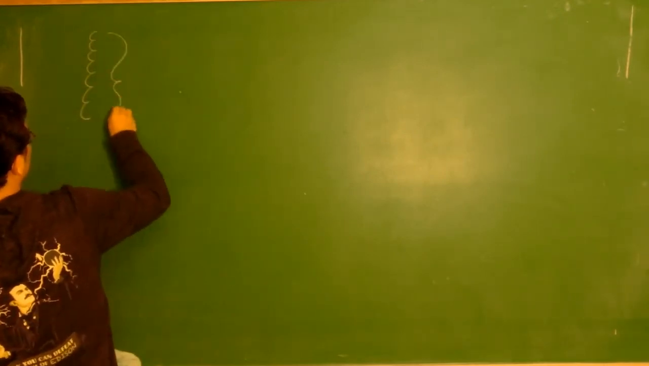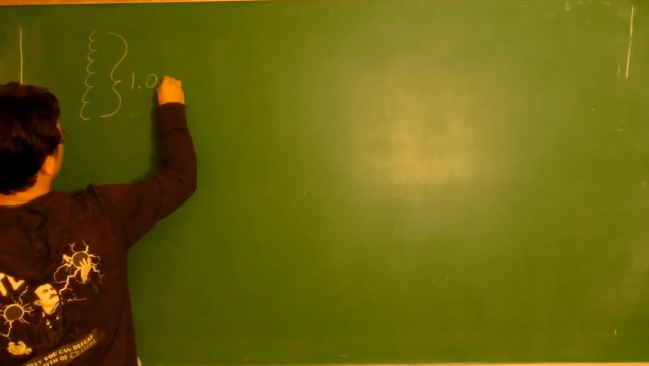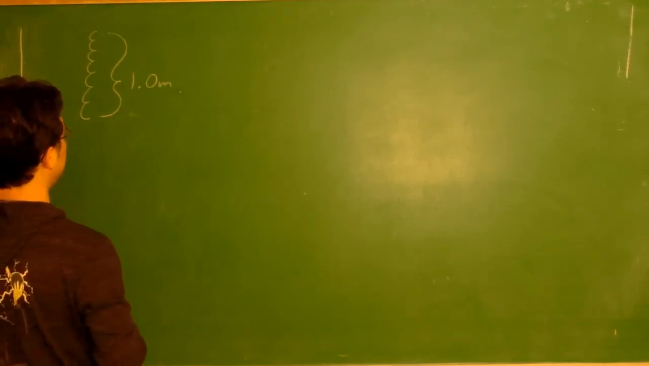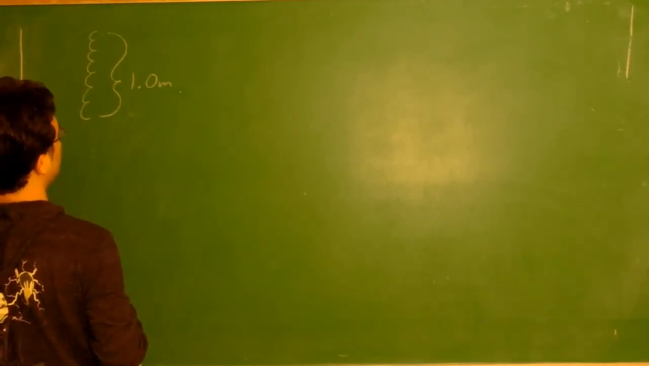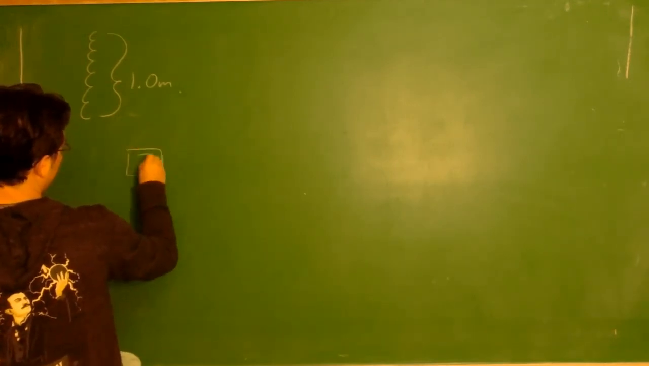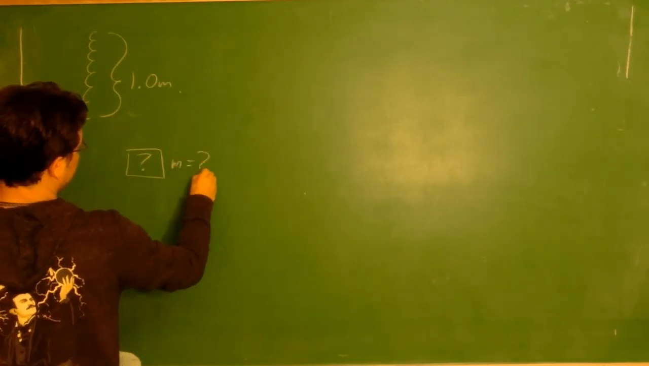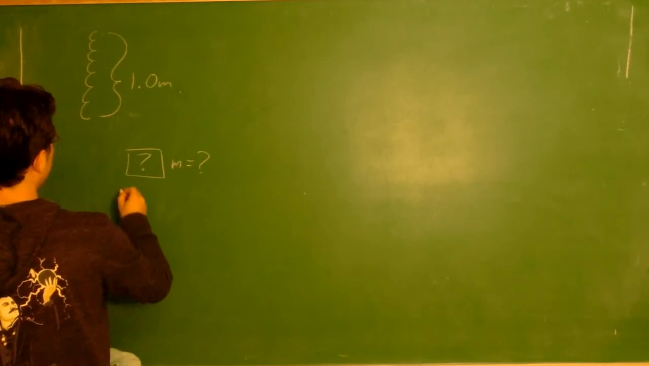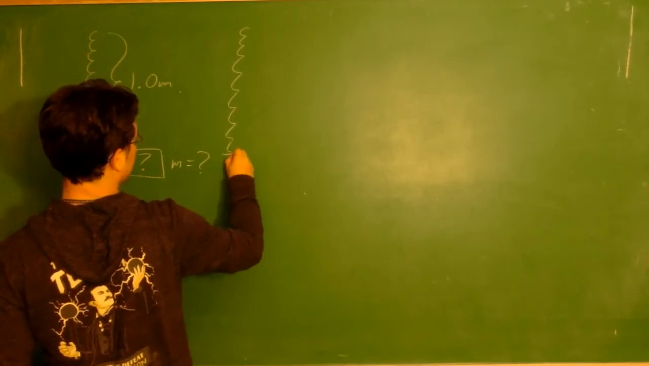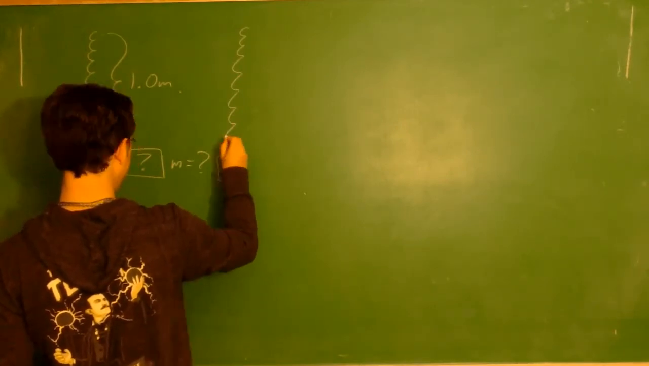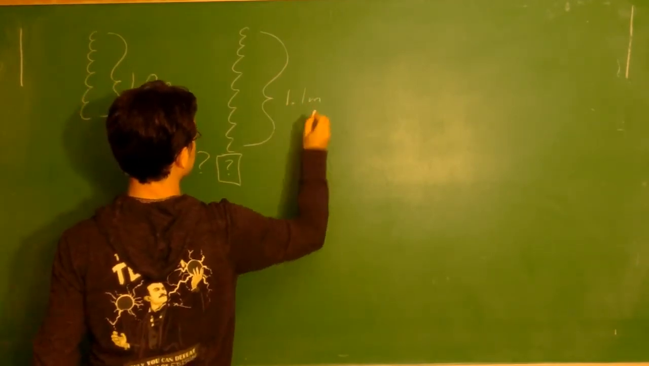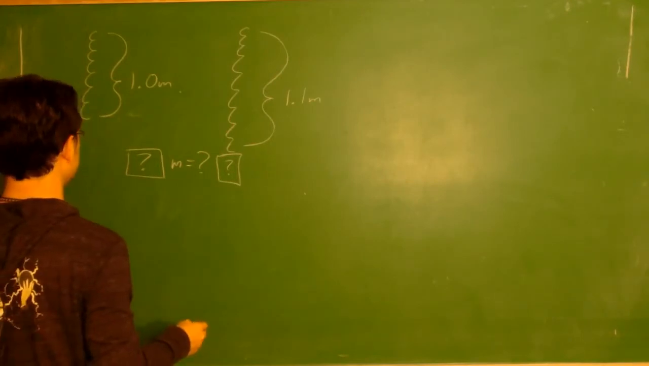And this spring has a natural length of 1.0 meters. Okay? So, when I just hang it there and nothing's happening, it stretches out. It wants to be at about 1.0 meters. I decide that I'm going to take a mass, some unknown mass equals question mark, and I'm going to hang it on this spring. And when I do that, the spring stretches out 1.1 meters. So it goes down 10 centimeters.